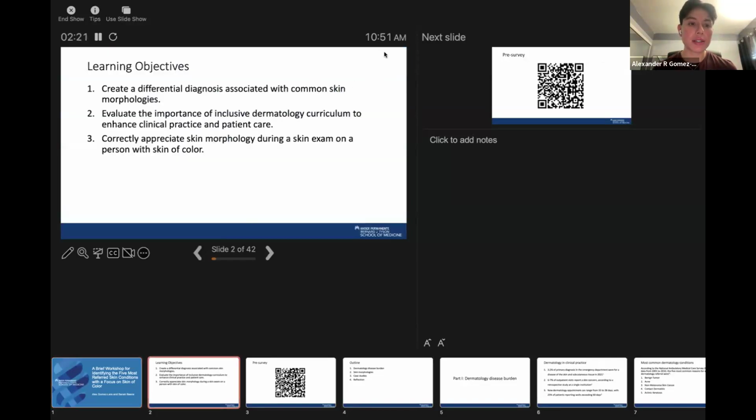And so these will be our learning objectives. With the information we'll provide, you'll hopefully be able to create a more broad differential when looking at these skin conditions, and also find this critical lens on how to evaluate either your school's dermatology curriculum or your dermatology education when you're in residency, with the goal of improving health outcomes in these patients. And hopefully by the end, you have some tips and tricks to be able to correctly appreciate the skin morphologies in people with skin of color and in people with all skin tones.